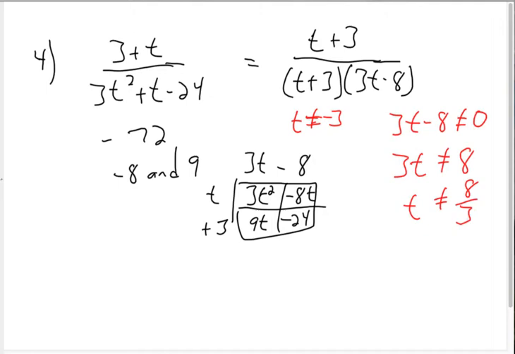Now moving on to the reduction phase, t plus 3 goes away, leaving us with a 1 up here. So we have 1 over 3t minus 8. Done. Number 5.